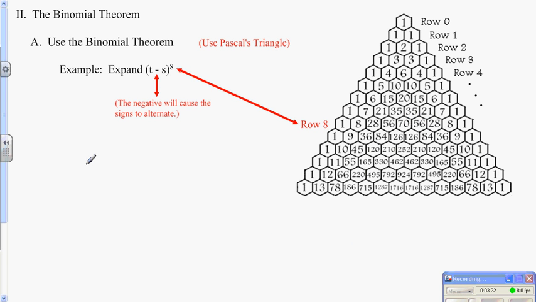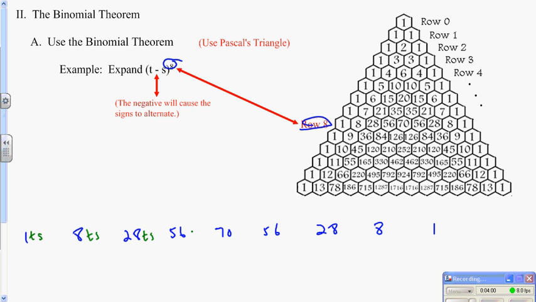Here's t minus s to the 8th. Okay, so we have the 8th row, because it's a power of 8. We have all those numbers. So 1, 8, 28, 56, 70, 56, 28, 8, and 1. Everything's there, good. Then we go to the letters, t s, t s, and so on.